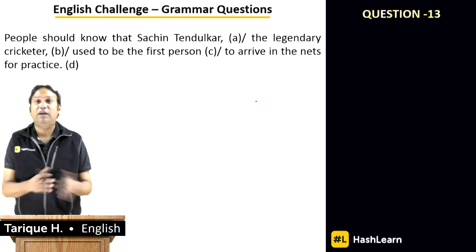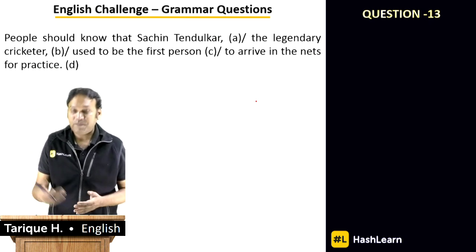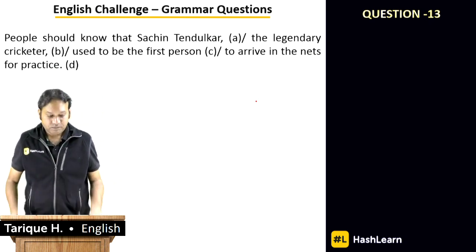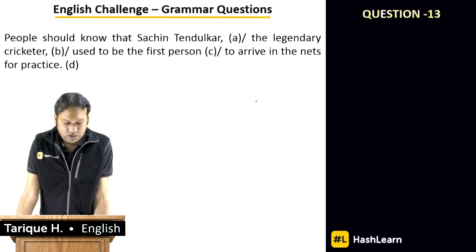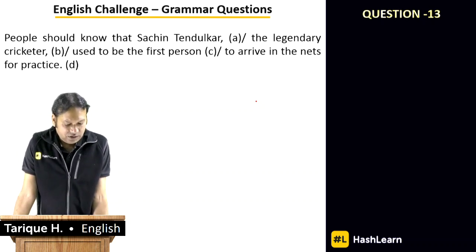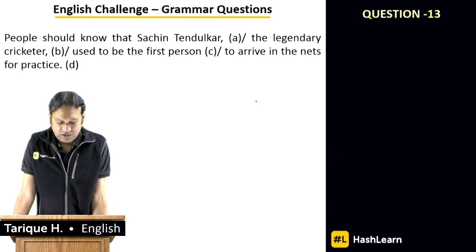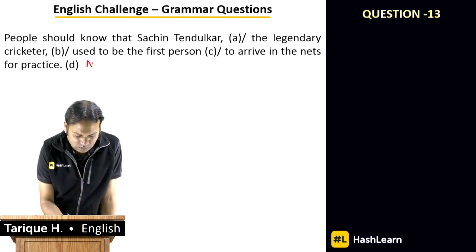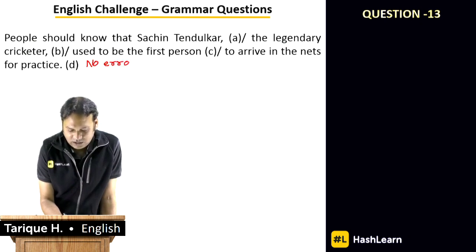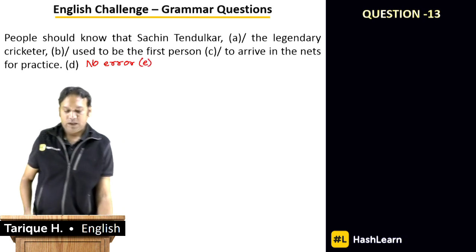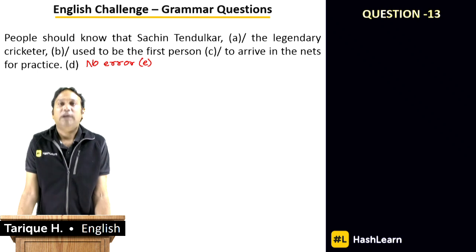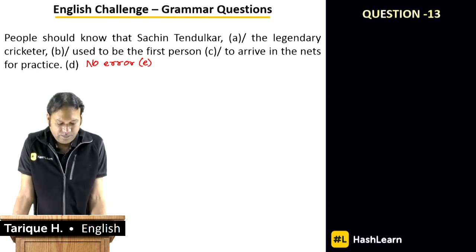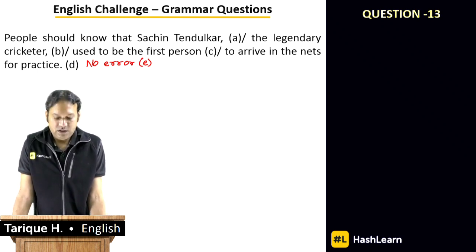That's 13. So 11 and 12 are repeated, so I'm just skipping 12 and going to question number 13 here. People should know that Sachin Tendulkar, the legendary cricketer, used to be the first person to arrive in the nets for practice. And then we should add one more part here, which is no error. In case the remaining 4 parts are right, the correct answer will become no error, that is E.